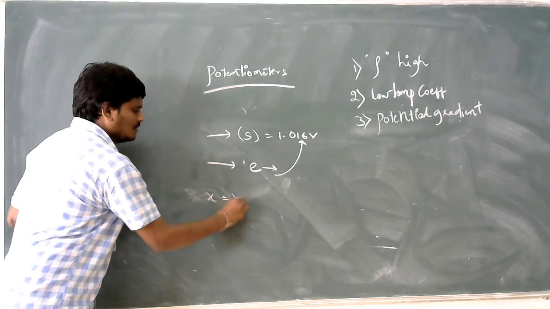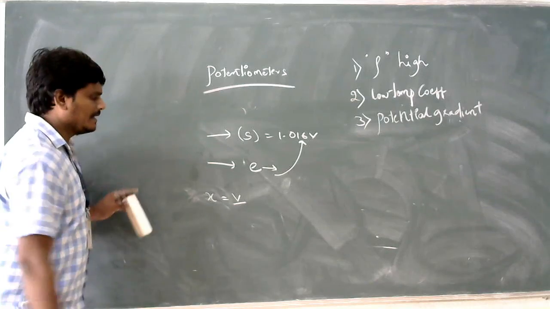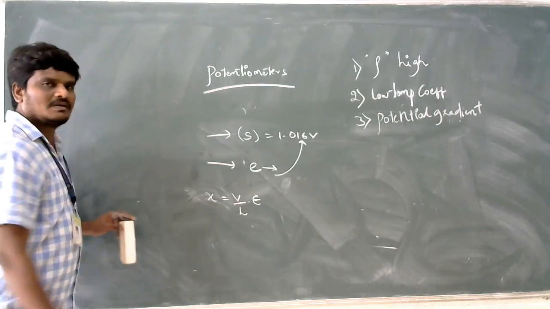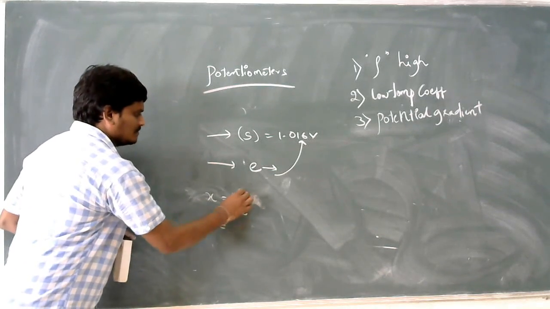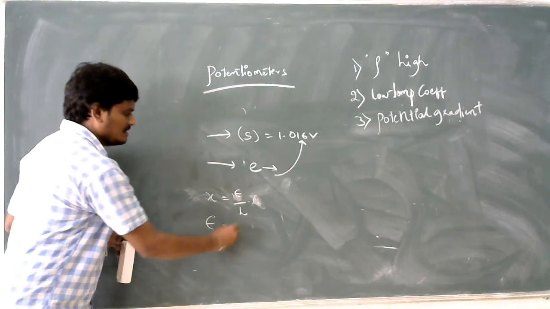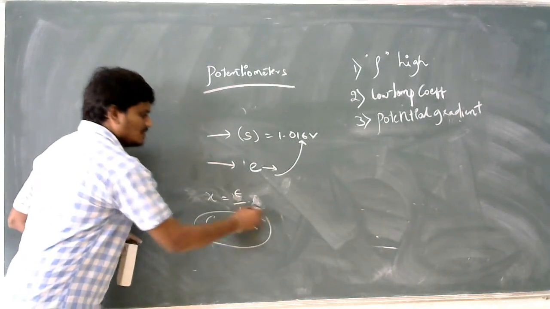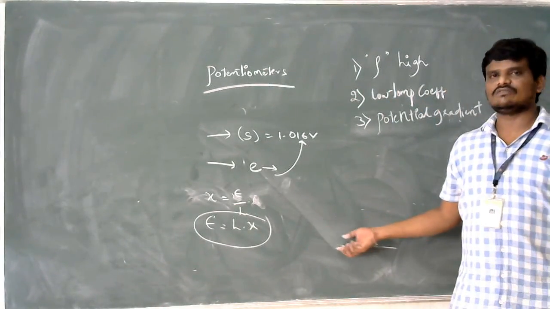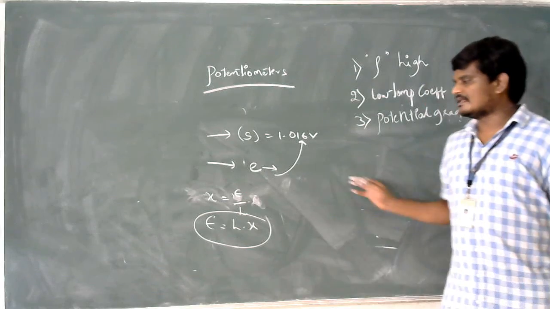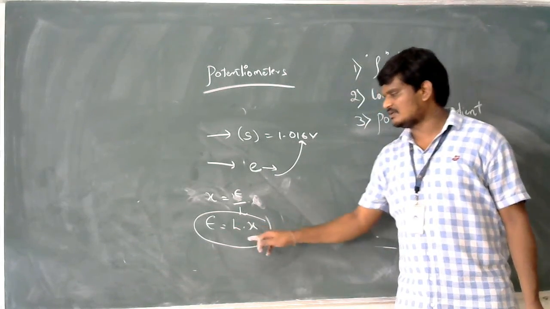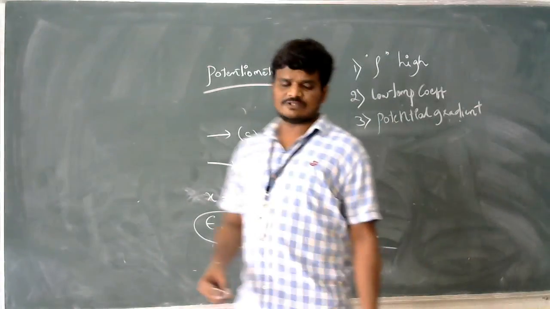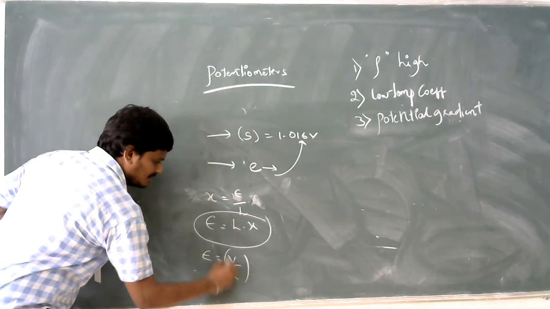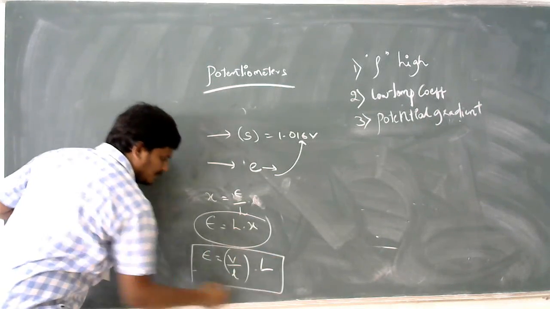x equal to V by L, and the value of E is given as E equal to L into some x. So if I want to calculate the potential difference with the help of the position of a slide wire on that particular resistance wire, I need to calculate it by using this formula. Now I can rewrite the expression as follows: as we know that x is V by L, so V is x into L.